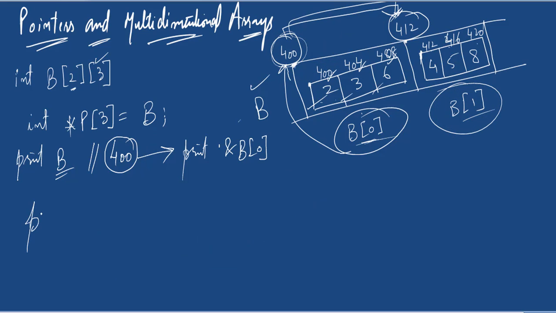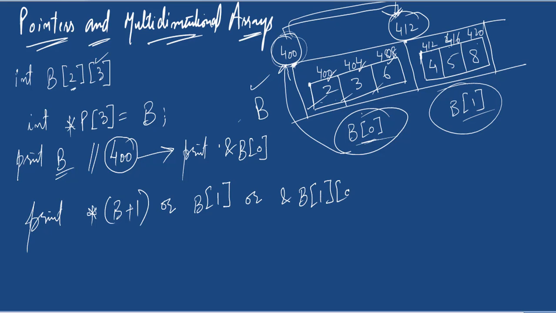If I write print asterisk b plus 1, what does this mean? This also can be written as b of 1, or it can also be written as AND of b of 1 and 0. So what will be the answer?